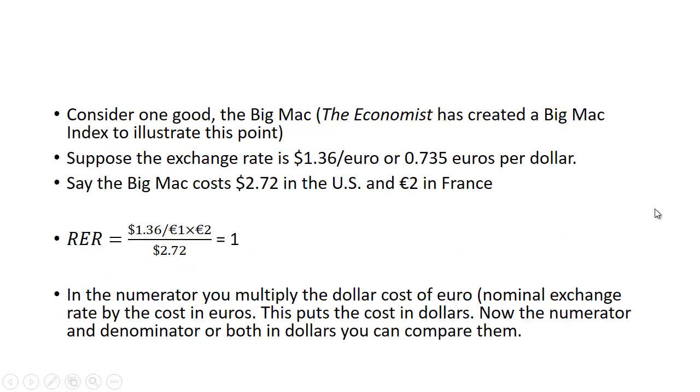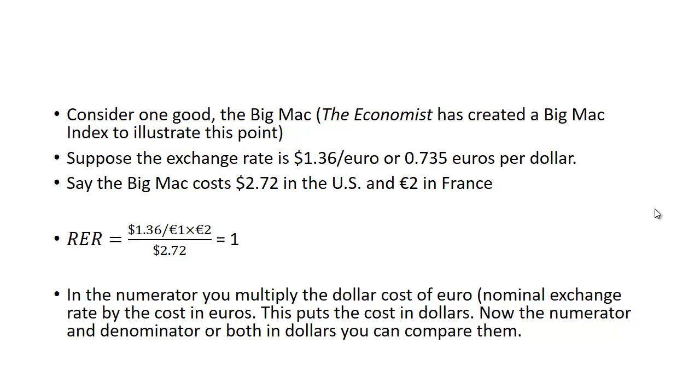So let's take a look at an example, and it's easiest just to look at a basket of goods that consists of only one good. In this case, we're going to use the Big Mac. And the reason we do this is because the magazine The Economist has created a Big Mac index to illustrate the different costs in different countries based on the exchange rates.